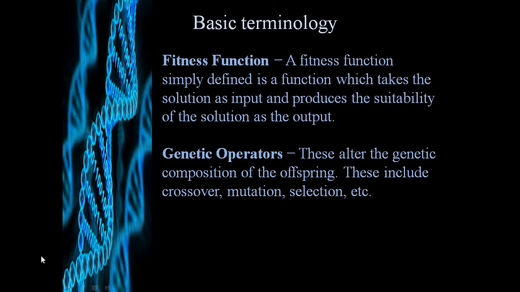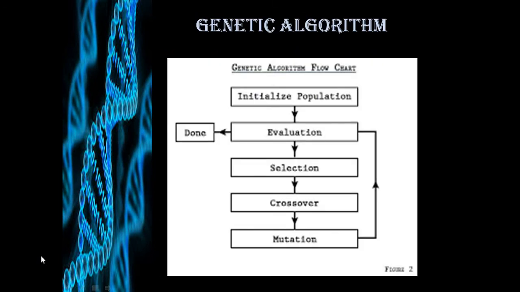Then fitness function is simply defined as a function which takes the solution as input and produces the suitability of the solution as output. Then genetic operators, they alter the genetic composition of the offspring and these include crossover, mutation, selection, etc. Here is a flowchart of genetic algorithm. This algorithm begins with initializing the population, then comes the fitness evaluation, then followed by selection, crossover and mutation. And the output will be the best one which satisfies all the criteria.